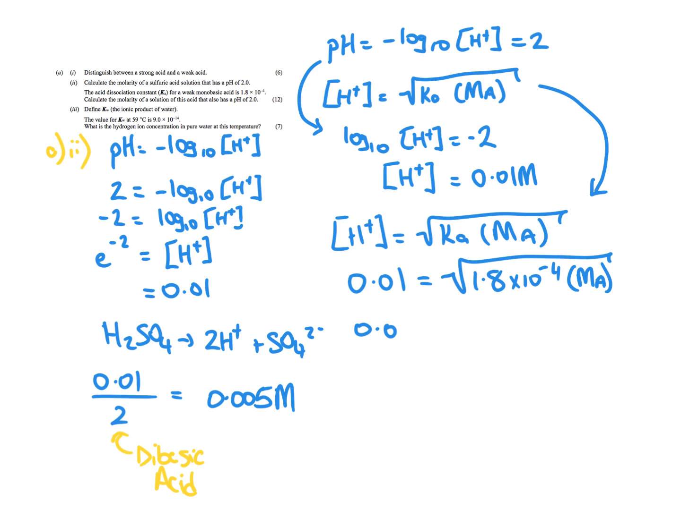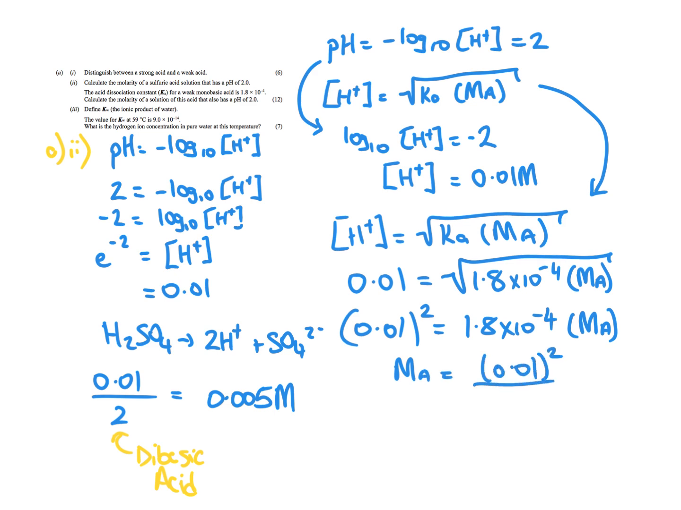So now we just need to find the molarity of the acid. We can do 0.01 squared, which gets rid of the square root. That's equal to 1.8 by 10 to the minus 4 times the molarity of the acid. Then the molarity of the acid is equal to 0.01 squared over 1.8 by 10 to the power of minus 4. When you put that into your calculator, you will get that the molarity of the acid is 0.555 moles per litre. And that is part 2 completed.